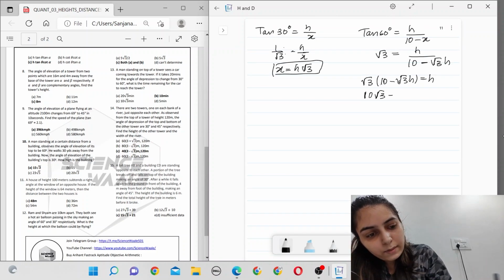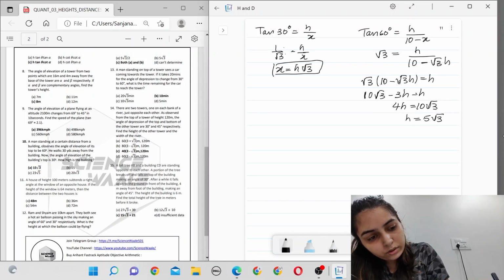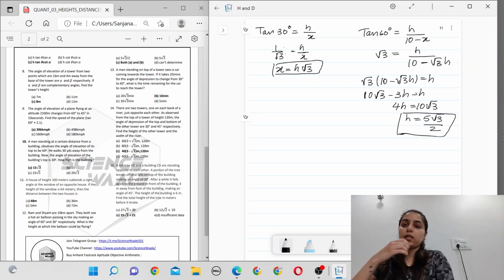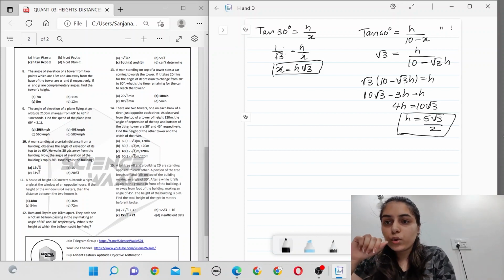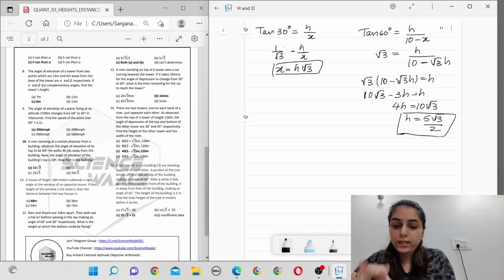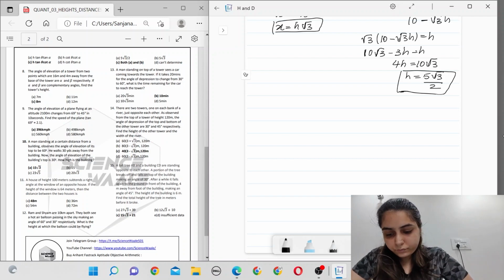10 root 3 minus 3h is equal to h. 4h is equal to 10 root 3. h is equal to 5 root 3 by 2. So this is the second answer. So there are two answers for this particular question. So the answer is option C, both A and B. Moving to the next question.